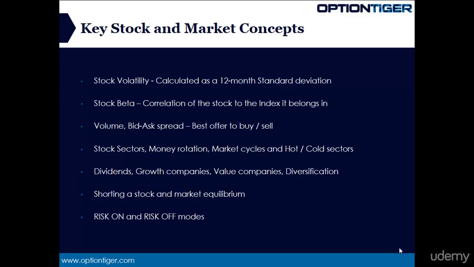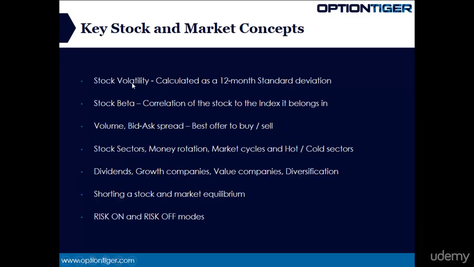In this lecture, let's look at some of the key stock concepts or market concepts. Every stock has a volatility. This is calculated as a 12-month standard deviation. Basically, they go back 12 months, look at all the prices and see how much the stock has moved over the past 12 months, and then they arrive at a volatility number. That means over the past 12 months, this stock has moved plus or minus that number.